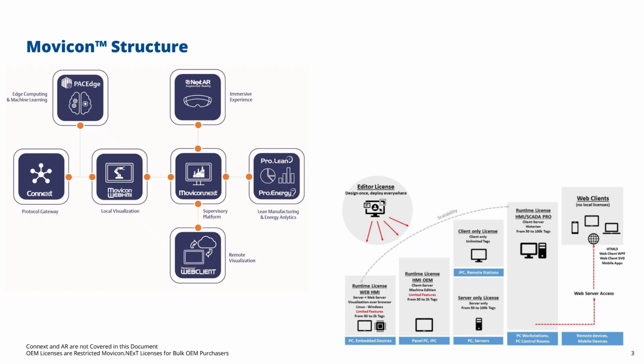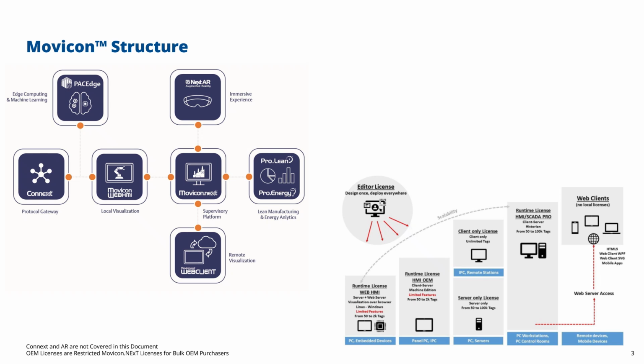So for WebHMI, we have runtime licenses. These consist of a server and a web server, and visualization is using a browser. We have Linux and Windows versions going from 50 tags upwards, and this is ideal for embedded devices which don't have much power, and they can benefit from running Linux, which has very few computing requirements.